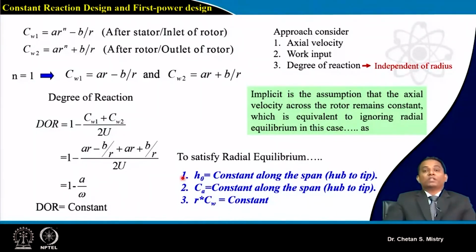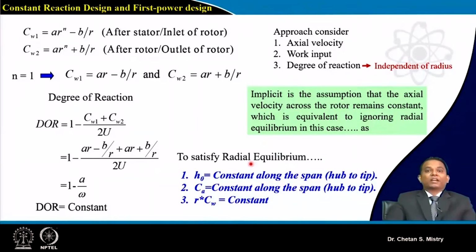Second requirement, as we have discussed, my axial velocity needs to be constant throughout my span. And third, we have discussed, it needs to come up with my whirl distribution as r into CW equal to constant. Now here in this case, what we are assuming is that our degree of reaction is constant throughout my span. That means my degree of reaction is independent of my radius. Now the question is, in the sense of satisfying our radial equilibrium theory, we are moving away from those requirements.